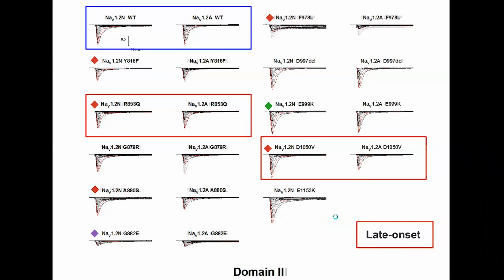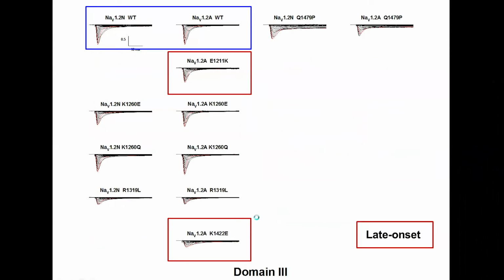Finally, here are 2 more slides. Here's domain 3. There were 2 late onset variants, and then many of these had a positive response to sodium channel blockers. Note that here is a late onset case with a mutation called E1211K that was associated with a good response to sodium channel blockers.